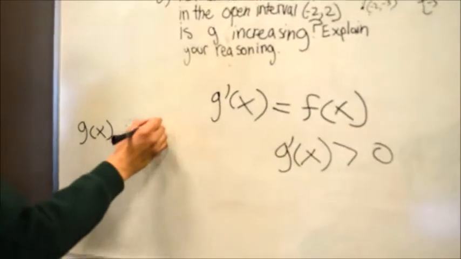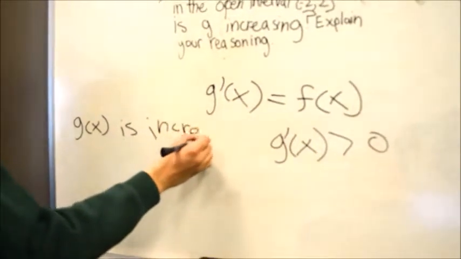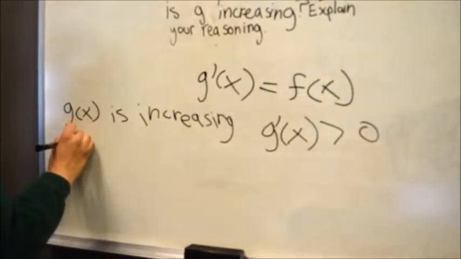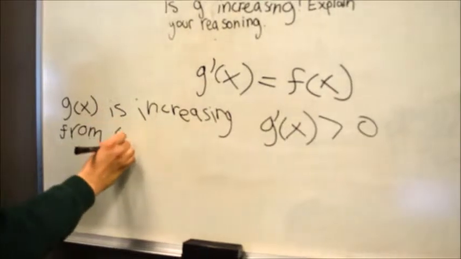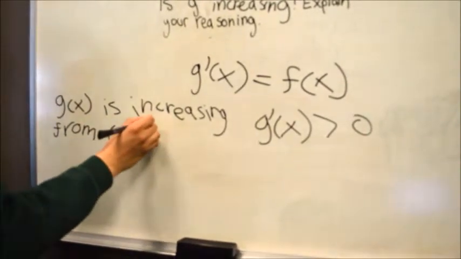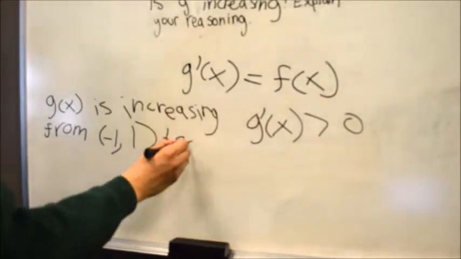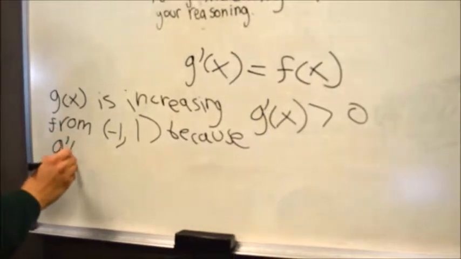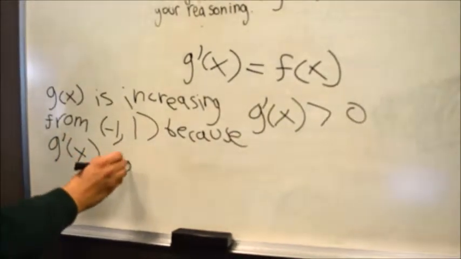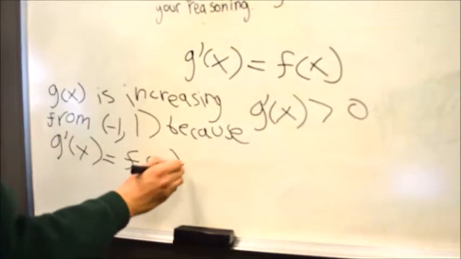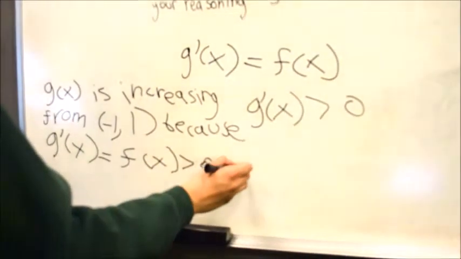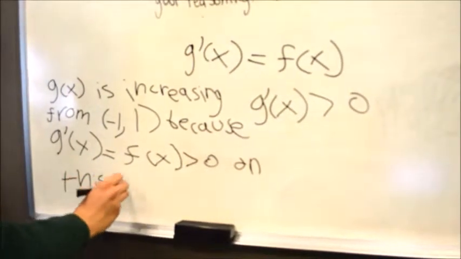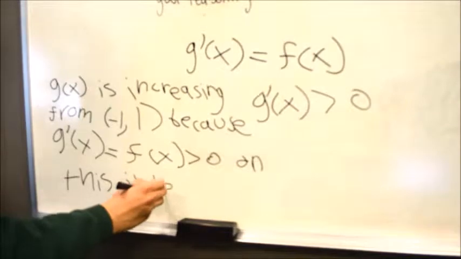The justification would be that g of x is increasing from -1 to 1 because g prime of x equals f of x is greater than 0 on this interval.